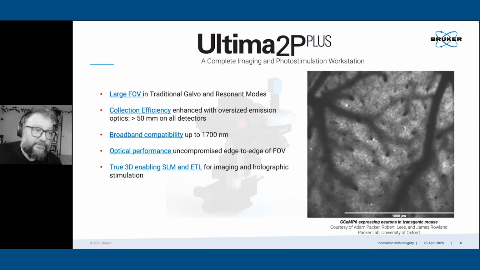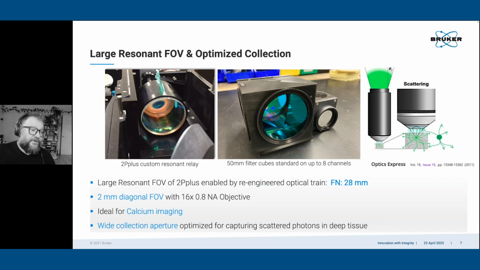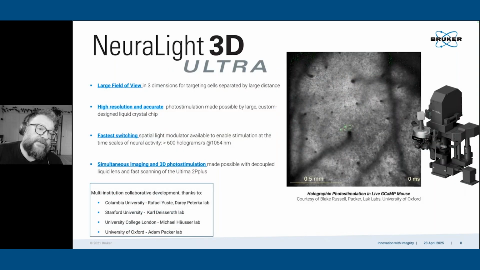has the ability to work in 3 dimensions with our ETL and our spatial light modulator, which I'll talk about in a second. What it does is, like I said, these large field of view and large optics mean that we have a 2 millimeter diagonal field of view with a commonly used 16x objective, making this ideal for large-scale calcium imaging. And of course, wide collection apertures are optimized for collection in deep tissue.